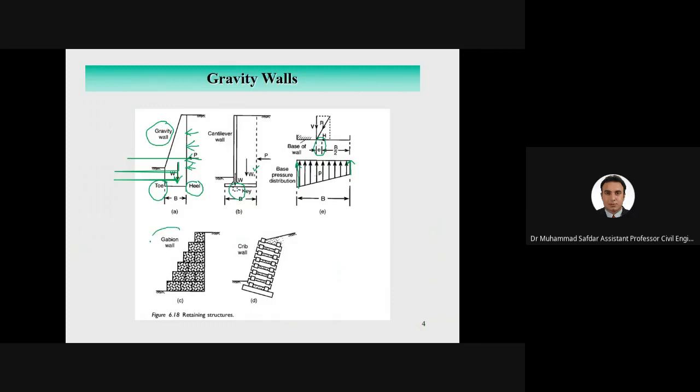If we see the cross section of the gabion wall, it will look somewhat like this, and the crib wall can look like this.